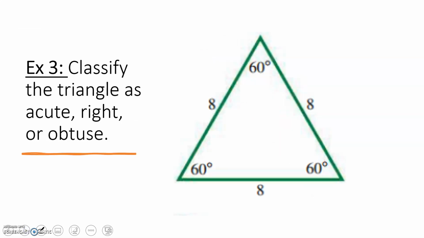Classify this triangle as acute, right, or obtuse. Hopefully you said that this is an acute triangle. If you said acute, you are correct. So all of those angles are less than 90 degrees. That makes that an acute triangle. Now, it didn't ask us this, but notice all of the sides are the same length. So that would also be an equilateral triangle, okay?